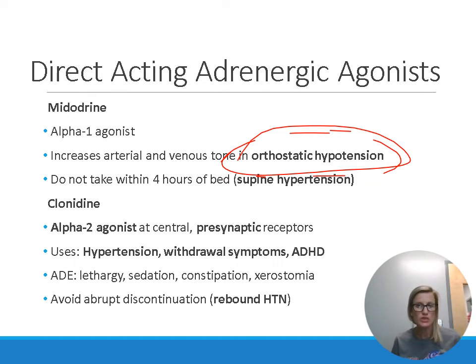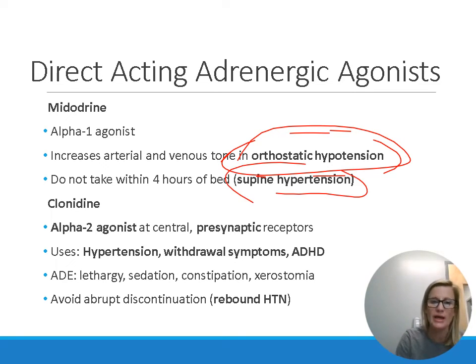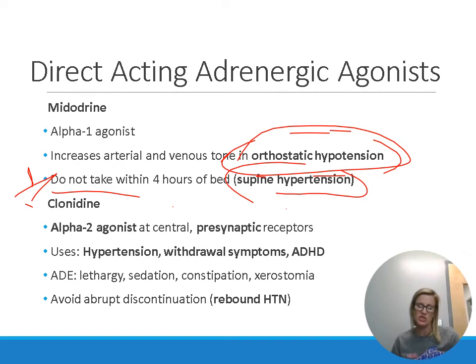Midodrine is typically dosed TID, three times a day, generally every 3 or 4 hours. You don't take it at night. It's not taken at bedtime, because at bedtime you don't have that problem of all the blood dropping to your legs. At bedtime, you're lying down, and it can actually cause supine hypertension. So it should not be taken within 4 hours of bedtime. Otherwise, again, patients will have high blood pressure at night when they lie down.